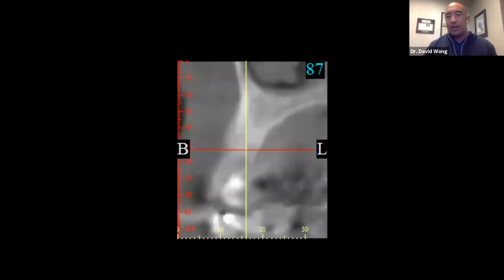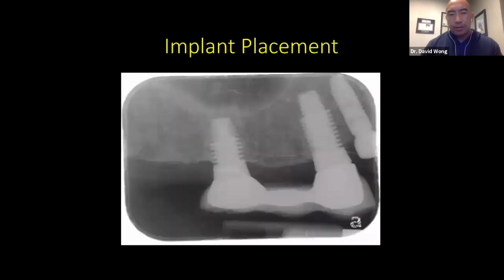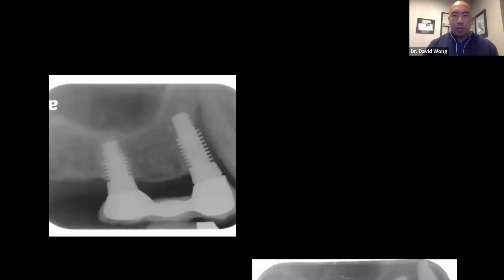And then here, 6 months later, we let that heal up. We can take a new CAT scan, and you're going to notice that we got some bone back around implant number 5. This is our implant site for number 6. And implants placed, and you can see that we've got great bone now on the mesial aspect of number 5. And this is actually long-term at this point. I'm going to show you this.